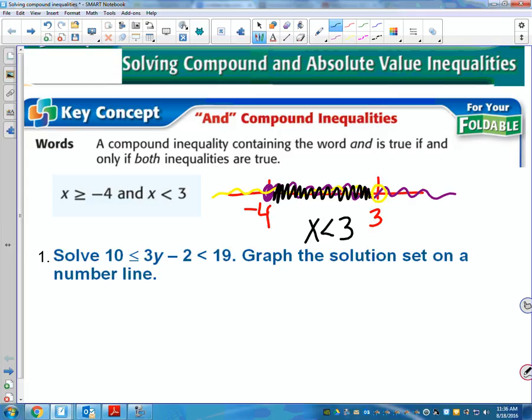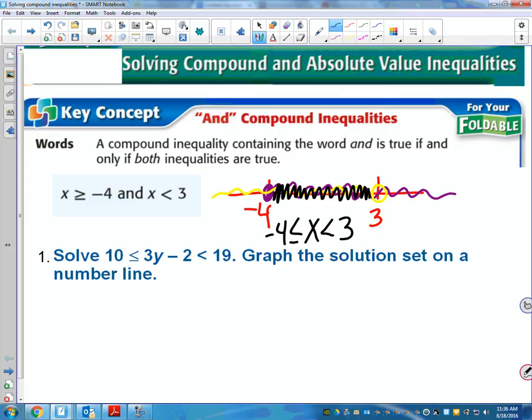But notice if the x is in the middle and I want to put the -4 on this side, I have to keep it where the pointy side is towards -4, which means I'm actually going to flip this around. And I can say -4 is less than or equal to x, which is less than 3. And we can only do that with and inequalities.